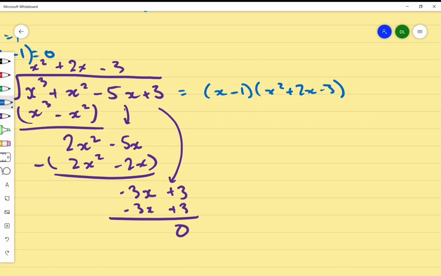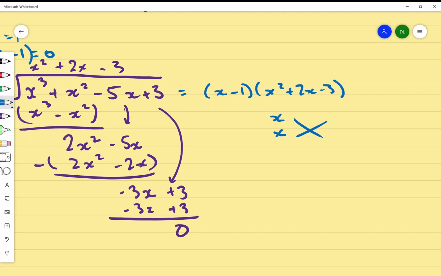I'm going to keep that x minus 1 out of the picture for now. I'm going to focus on that quadratic. So what method can I use to find the intercepts? Cross method, awesome. I'm going to think about what are the factors of x squared. I know the factors of x squared are just x and x, obviously besides 1 and x squared themselves. And I'm thinking what numbers multiply to give me negative 3?